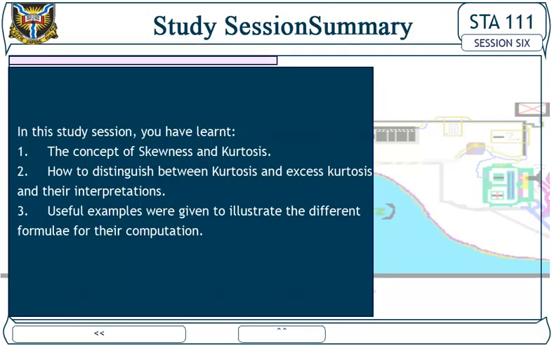Summary for study section 6. 1. The concept of skewness and kurtosis. 2. How to distinguish between kurtosis and excess kurtosis and their interpretations. 3. Useful examples were given to illustrate the different formulae for their computation. This is the end of study section 6.